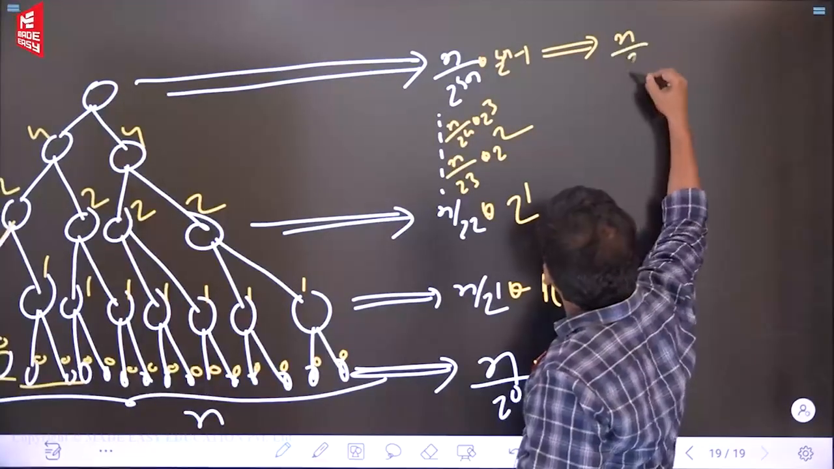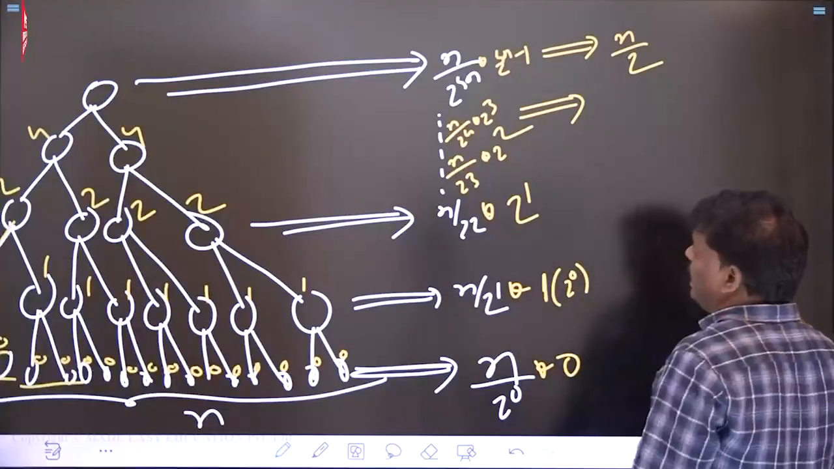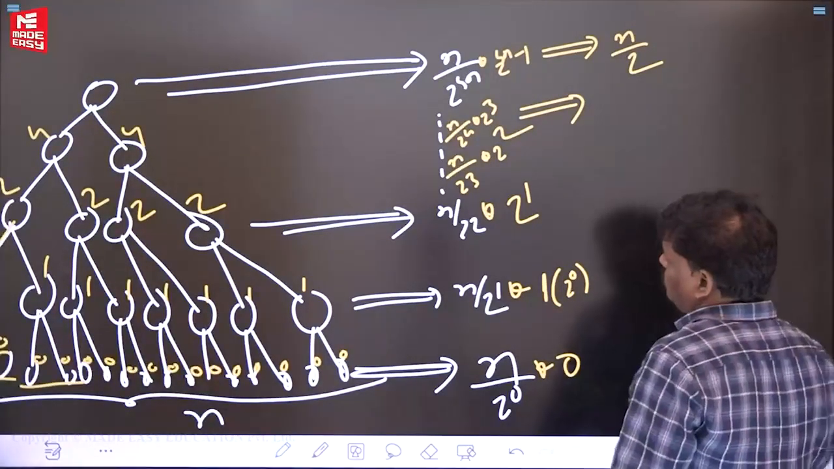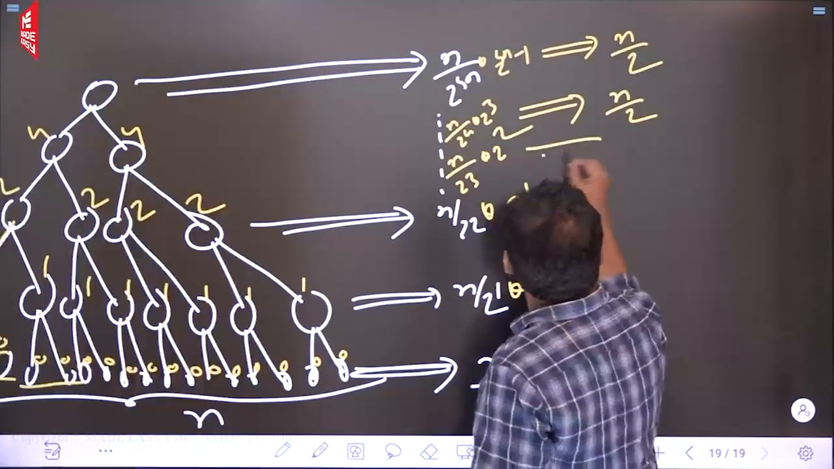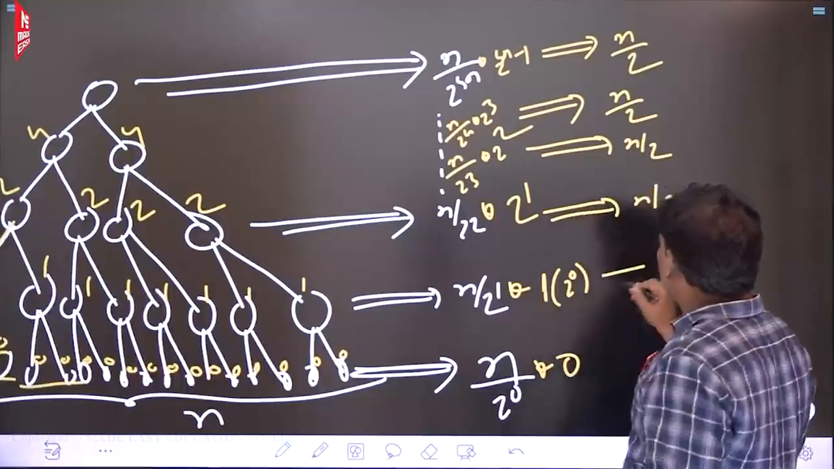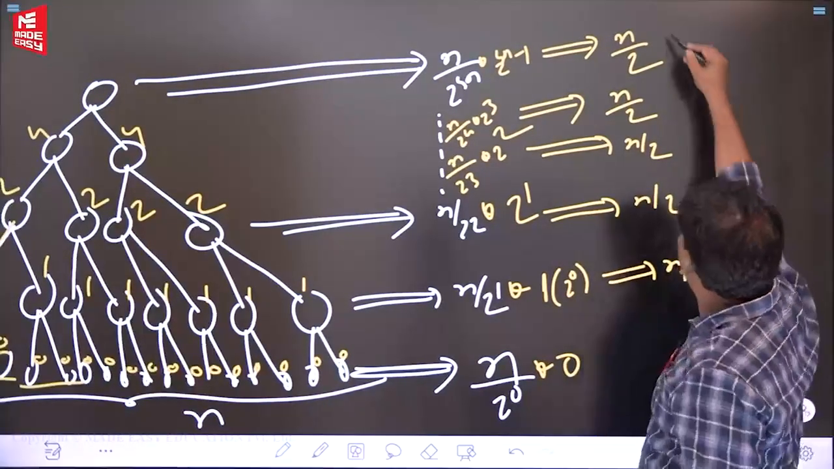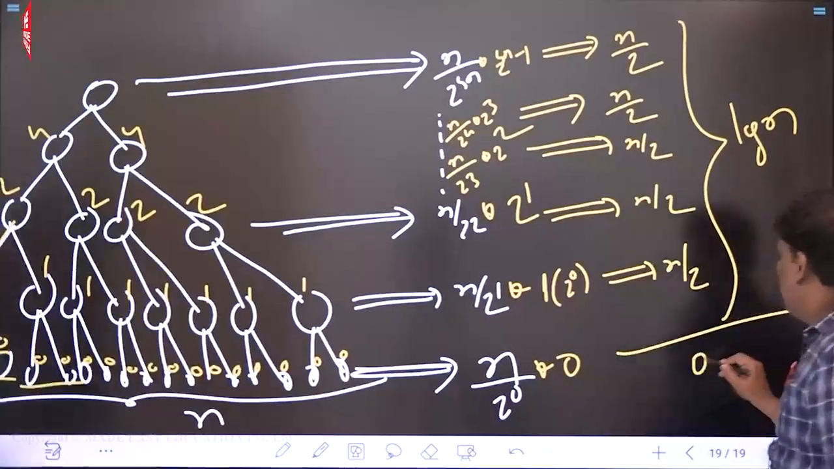N by 2. This is n by 16 into 8. What is the answer? It is also n by 2. Check yourself. It is also n by 2. How many times? Log n times. Log n times n by 2. Finally, n log n.